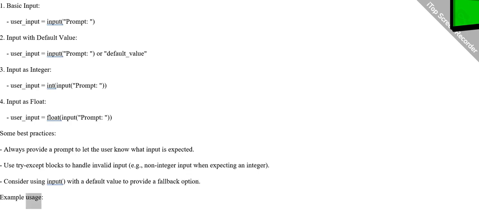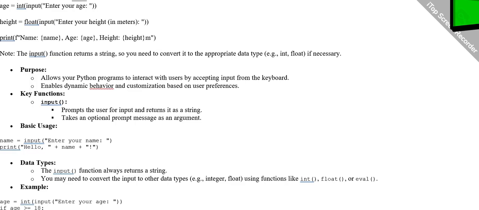Example usage. name = input("Enter your name: "). age = int(input("Enter your age: ")). height = float(input("Enter your height in meters: ")). print(f"Name: {name}, Height: {height} m"). Note, the input function returns a string, so you need to convert it to the appropriate data type, for example int or float, if necessary.